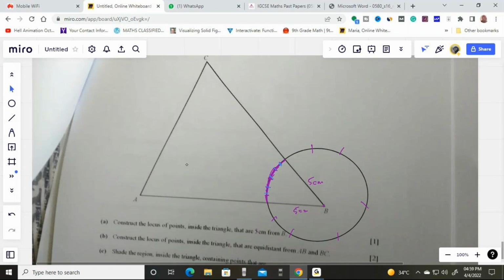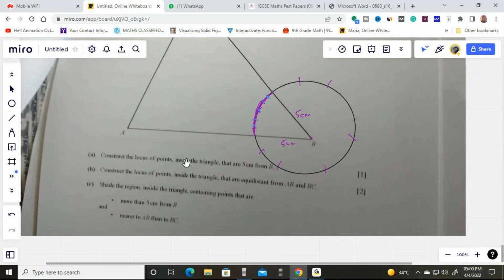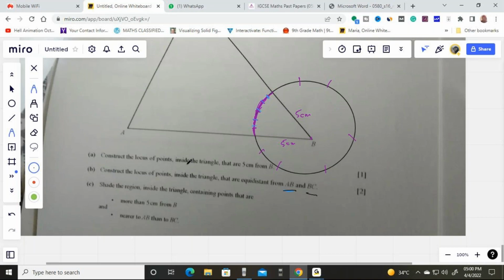And then the next question is 2 marks. It says construct the locus of points inside the triangle that are equidistant from AB and BC. Now remember, whenever they talk about locus of points which are some particular distance apart from a point, you always draw a circle. And when they ask about a locus of points inside the triangle that are equidistant from two different lines, you always draw the angle bisector present at the intersection of these two lines.